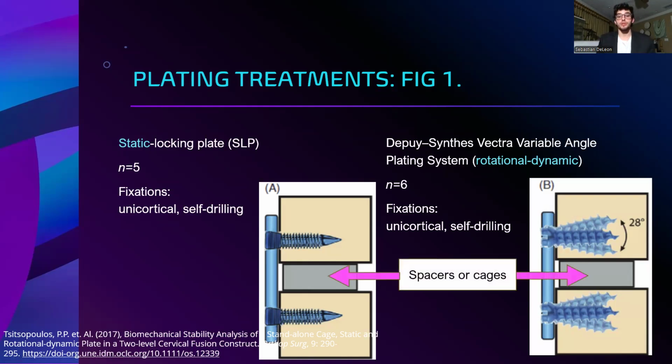Now, both of the fixations were unicortical, meaning they went through one layer of the cortical bone in the vertebrae, and they were also self-drilling. The spacers or cages are shown here as well with the pink arrows.